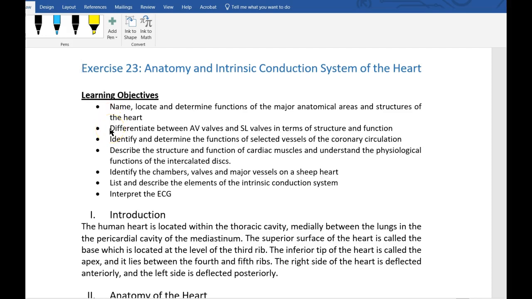The Canvas does point out what I have typed in the lab page, specific answers for how to identify the location of the AV and semilunar valves, or atrioventricular and semilunar valves. Let's see, and we are going to do the coronary circulation. We're going to do the sheep heart.